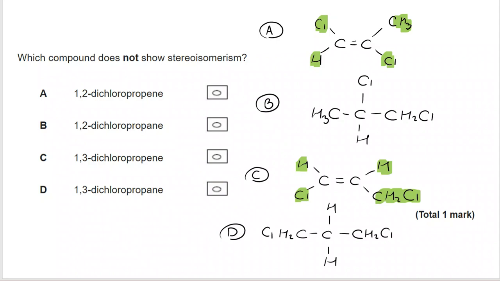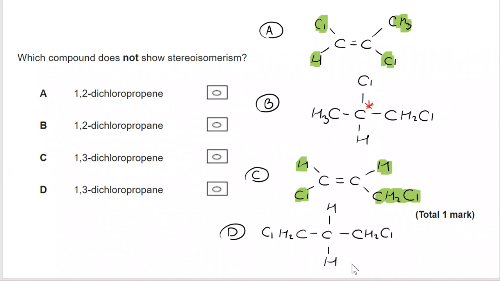If we look at B, we're looking here for whether it has optical isomerism. Is there an asymmetric carbon? That is, a carbon that has 4 different groups coming from it. And it does. The carbon in the middle has a Cl, a CH3, an H, and a CH2Cl.